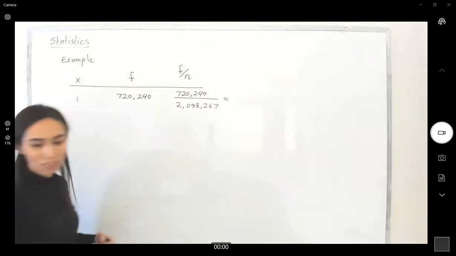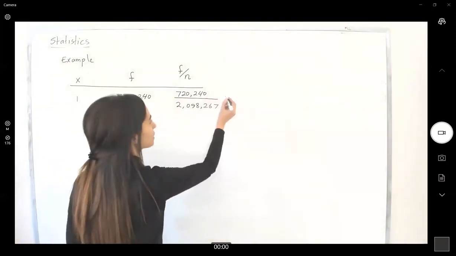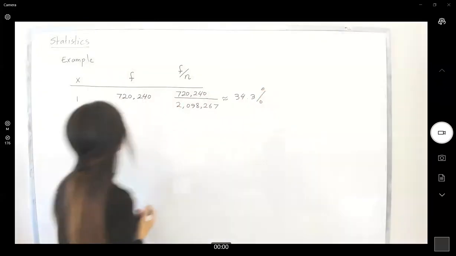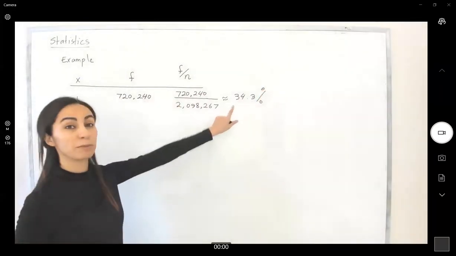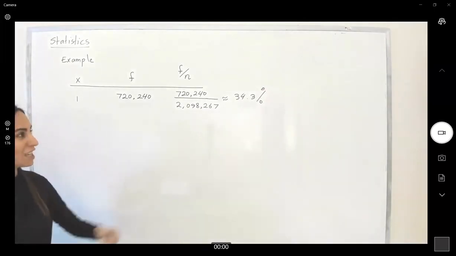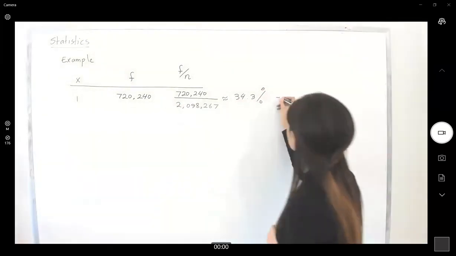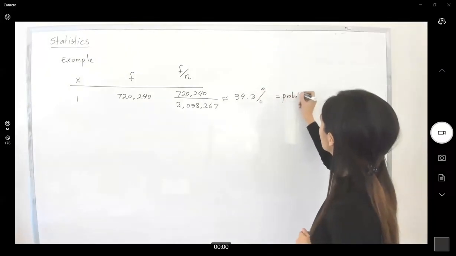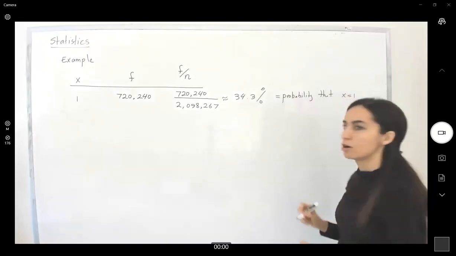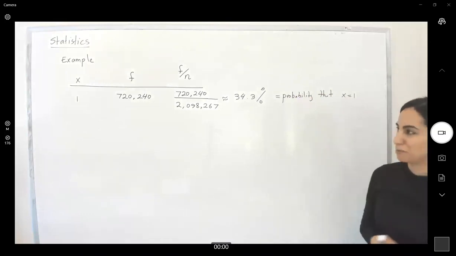When we do the division, we approximately get 34.3%. So the probability that X is equal to 1 is 34.3%. That is, you only have one person living in the rental property.